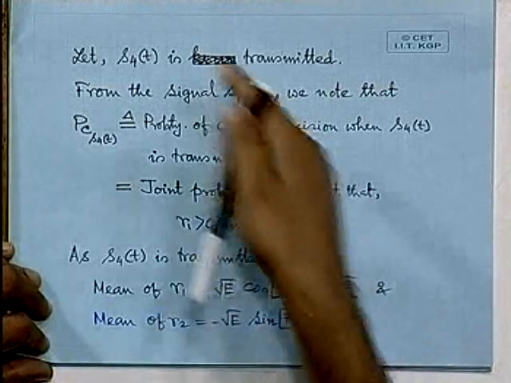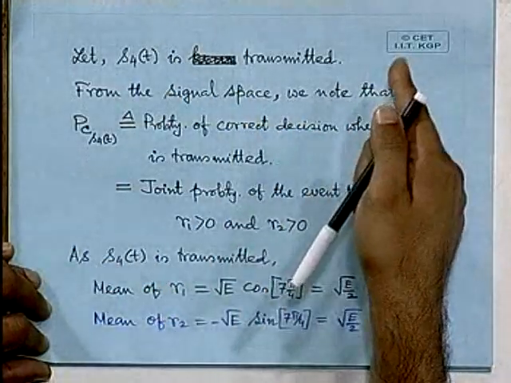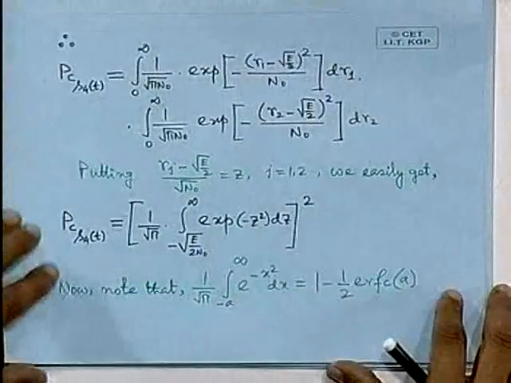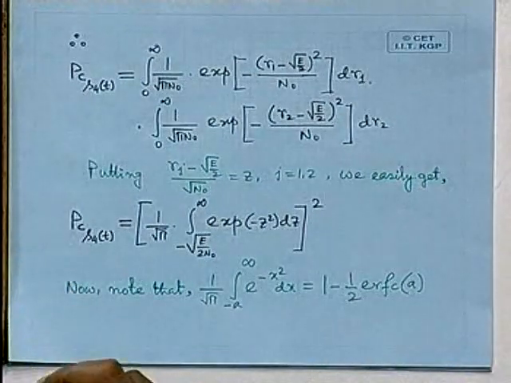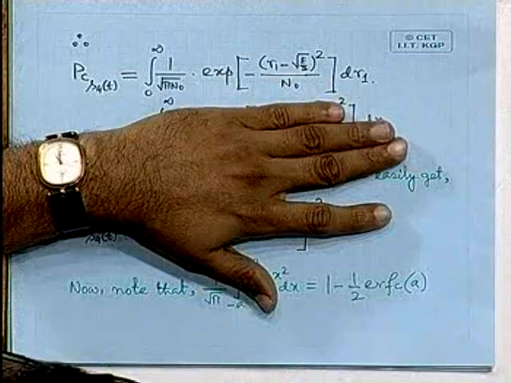Though not for all the points really, but for this point S40, we can now say that both the mean and variance of R1 and R2 are the same. Mean is root E by 2 and variance is, as we have stated, N naught by 2. So, I can now find an expression for PC S40. It is a joint probability, and they being independent, the joint probability is the product of the two individual probabilities. So, you should tell me what this expression is.